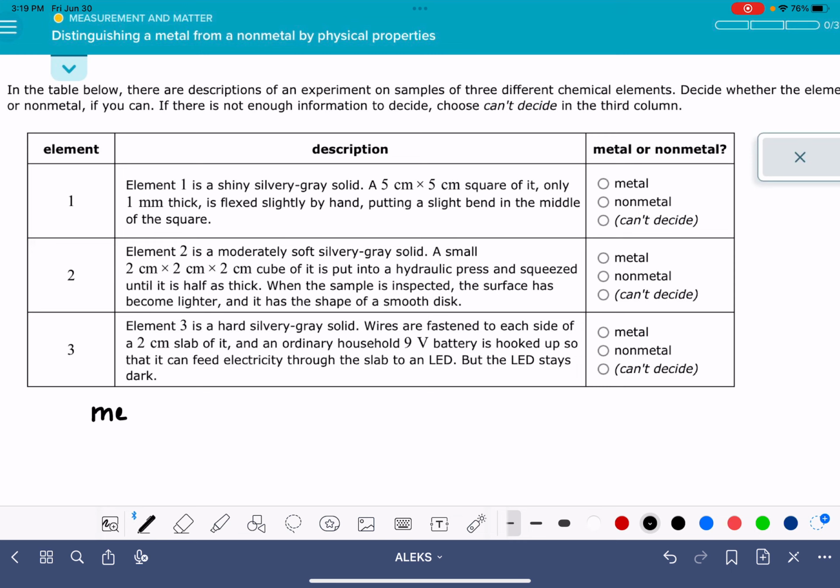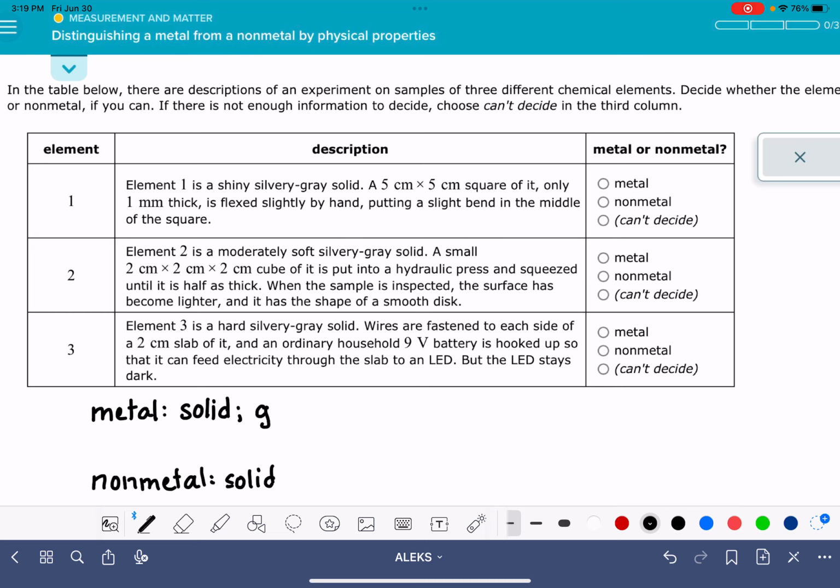So let's talk a little bit about what you're looking for to classify something as a metal. Metals, all of them except for mercury, are solids. So for the most part, and actually in a lot of the versions of this problem, they are just describing solids. So it's not super helpful. I do want to point out that some nonmetals are also solids. So just because an object is a solid doesn't automatically mean that it's a metal.